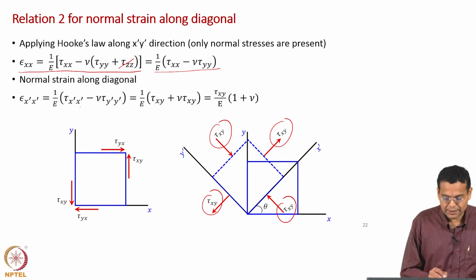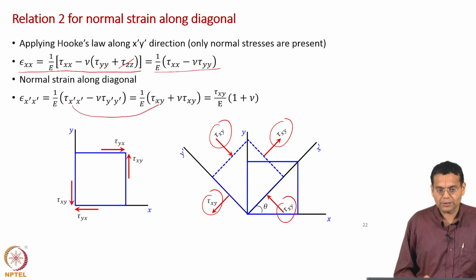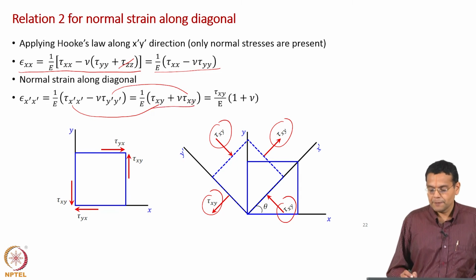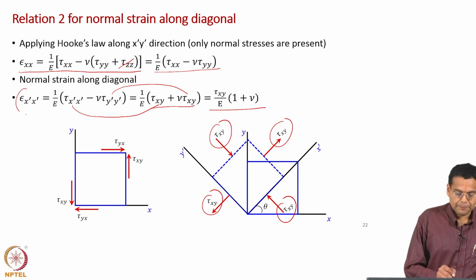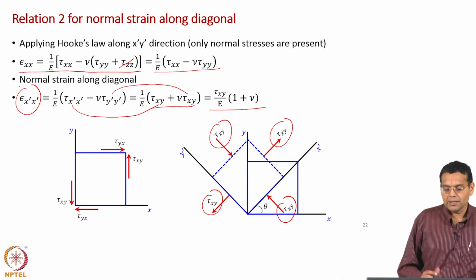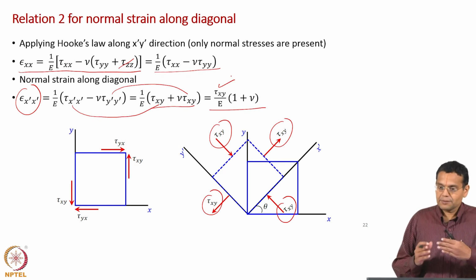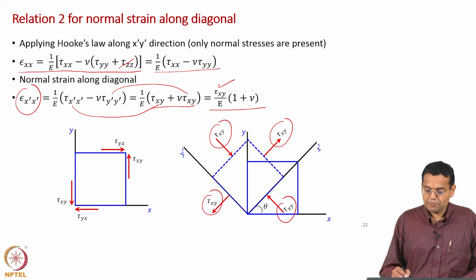That is what I have written here: tau x dash is tau xy and tau y dash is minus tau xy. I already have a minus sign here and that becomes tau xy plus nu into tau xy. So, we can take out tau xy by E outside and write 1 plus nu. So, we have got another expression for the normal strain along the diagonal, a second relationship which once again relates to the applied pure shear stress and the material properties nu and Young's modulus.